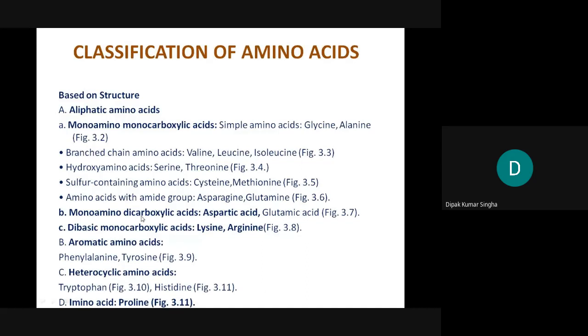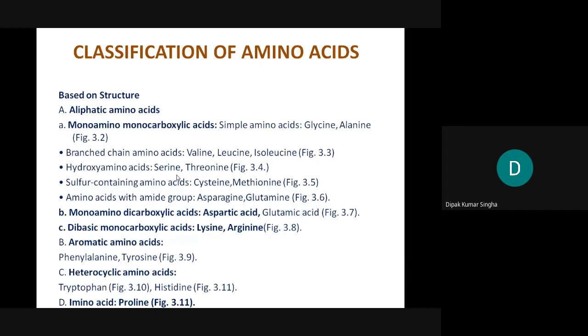First is the aliphatic amino acids. Under this class, monocarboxylic acids are the simplest amino acids, like glycine and alanine. Another is the branched chain amino acids: valine, leucine, and isoleucine. Hydroxy amino acids: serine and threonine. Sulfur containing amino acids: methionine and cysteine. Amino acids with an amide group: asparagine and glutamine.